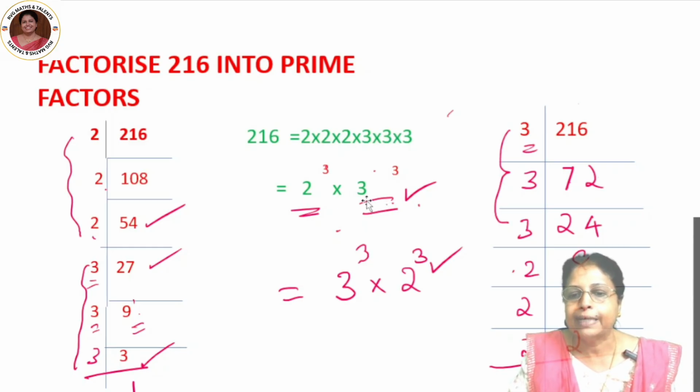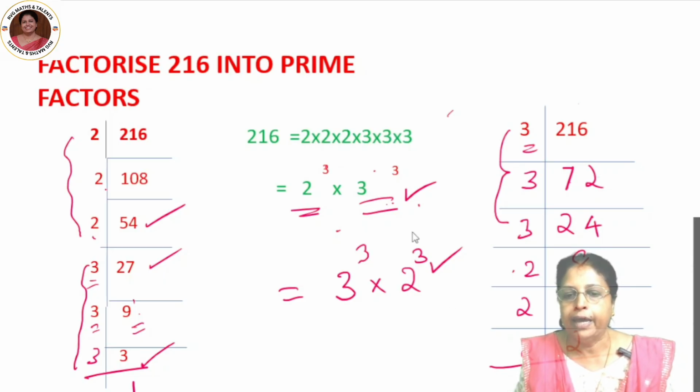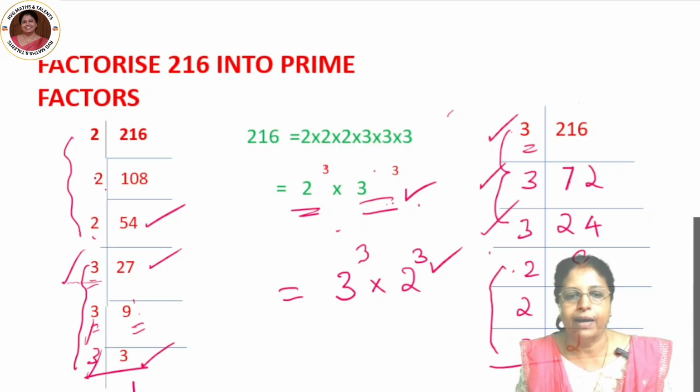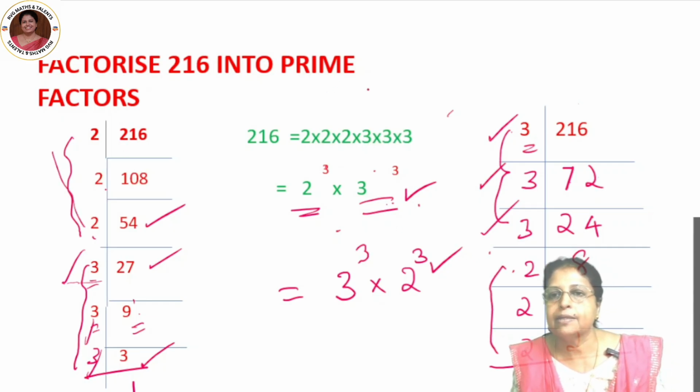2 cube times 3 cube and 3 cube times 2 cube. Both are the same, same value, and the factors are the same. Here 3 is a factor, 3 is a factor, 3 is a factor. Here also we can see those factors. Here these 2s are factors, here also. That means this factorization is unique.